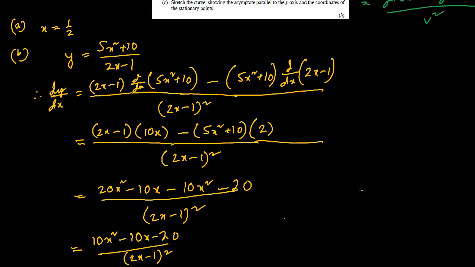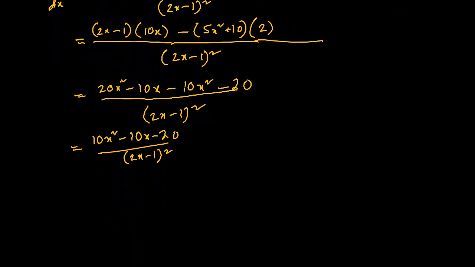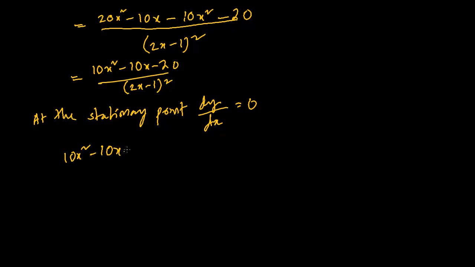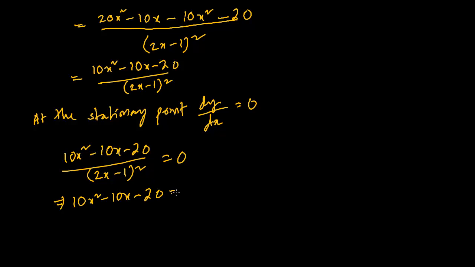Now remember, we have to write that at the turning point dy by dx is 0. So at the stationary point, gradient is 0. So dy by dx equals 0. So 10x squared minus 10x minus 20 divided by twice x minus 1 whole squared equals 0. We can write 10x squared minus 10x minus 20 equals 0. We can divide both sides by 10. It would be x squared minus x minus 2 equals 0.